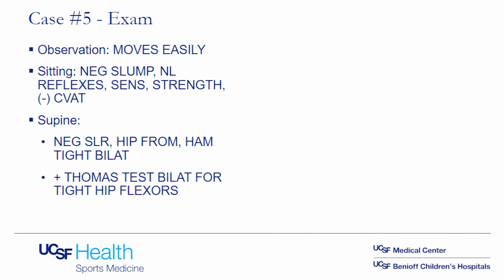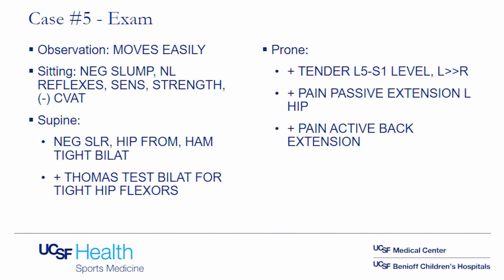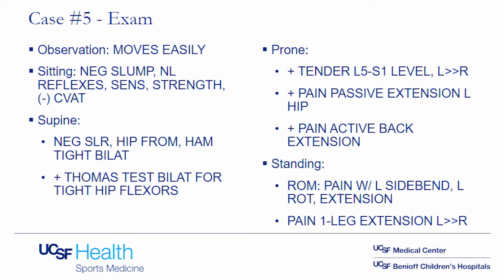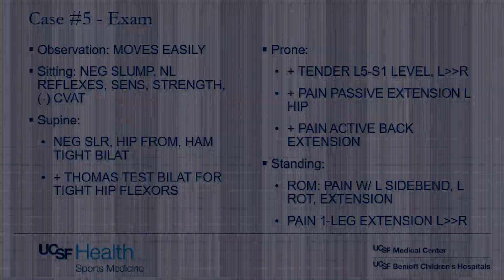Supine, negative straight leg raise. His hamstrings are tight though. Thomas test is tight bilaterally, tight hip flexors as well. Tender at the L5-S1 level, left-sided more than the right. And passive extension of the left hip creates pain when he extends at his back, when he's prone. And standing, pain with left side bend, left rotation extension, and one leg extension. It hurts a lot more on his left side. So what's that look like?